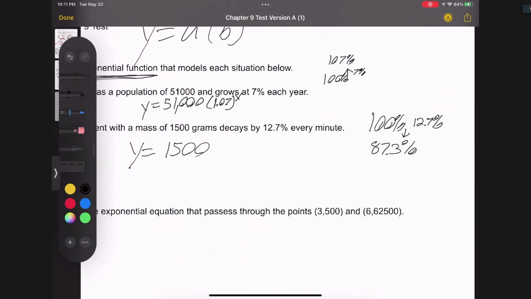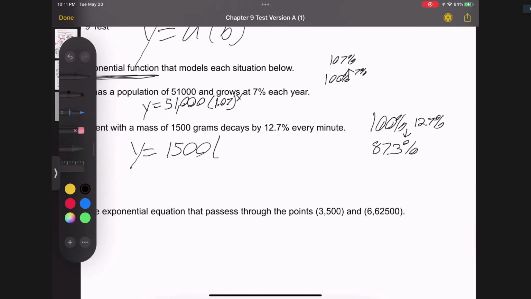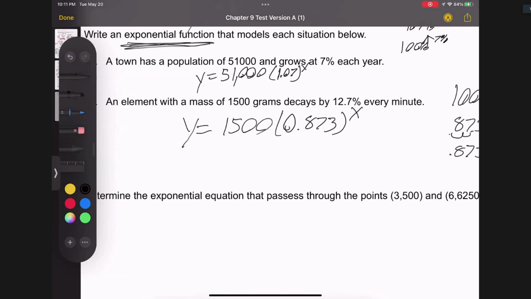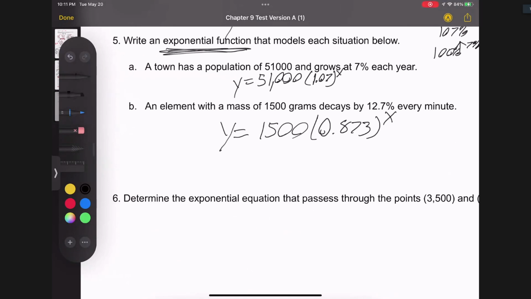87.3%. Now, how do I write down 87.3%? Well, move the decimal two places and you're going to get 0.873. That is going to be your multiplier. This is going to be 0.873 to the power of x. This is your exponential function for this situation. These are the answers for both situations, for A and B. Hopefully there's no issues.